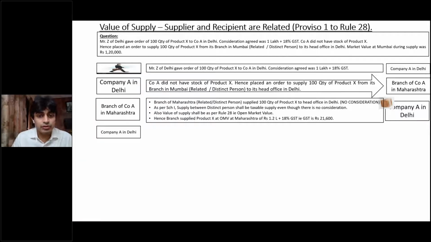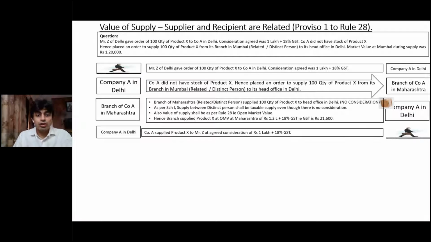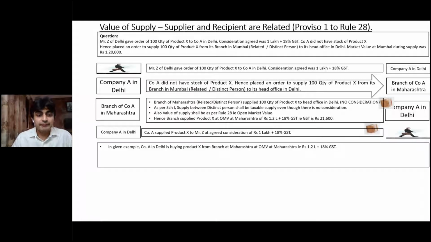Okay, now what will happen? For how much did company Delhi buy from Mumbai? 1,20,000. Though no monetary payment, but still 1,20,000. And now company A of Delhi will give to Mr. Z for how much? 1 lakh. Company A will give for 1 lakh, but it took for 1,20,000. Company A gave for how much? Only 1 lakh.